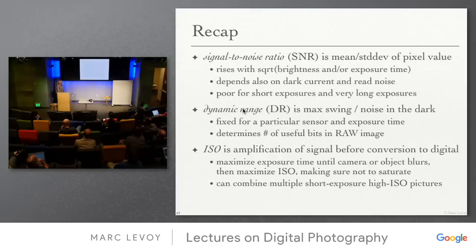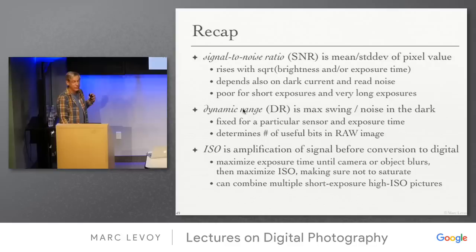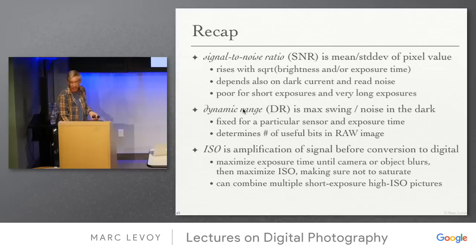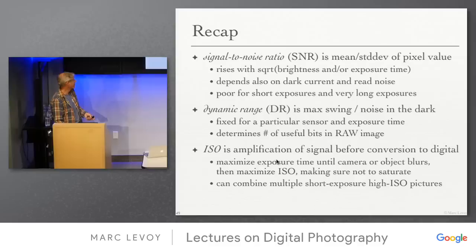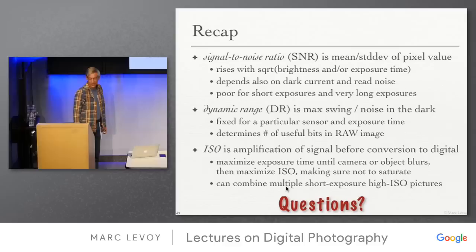Dynamic range is different. It's the maximum swing over the noise in the dark. It has to do with the full well capacity. It says nothing about how noisy those images will be at each signal level. But it does determine the number of useful bits. And then the ISO is the amplification of signal. What's most important is amplification before the analog to digital converter. Okay? Any burning questions? This is all we're going to say about noise.